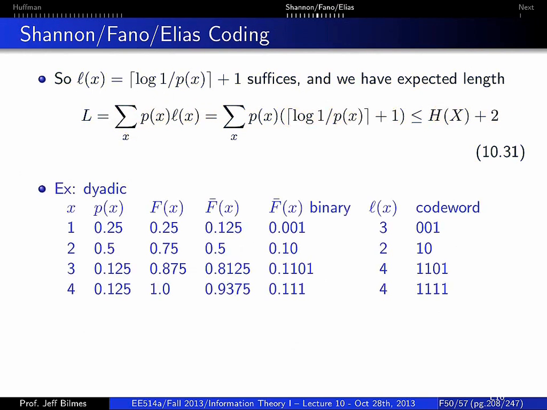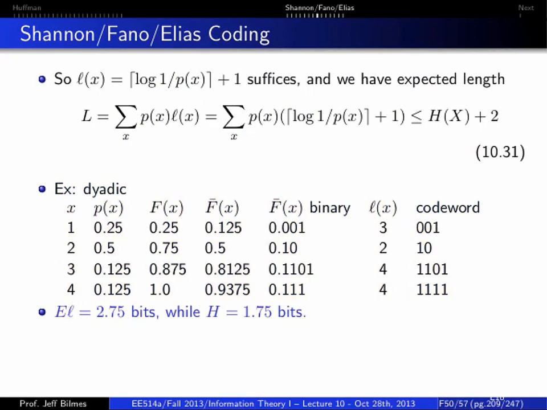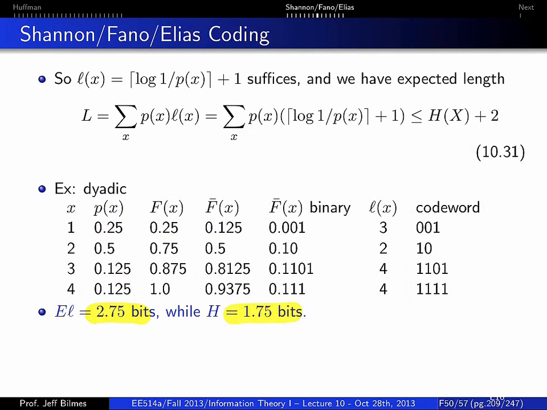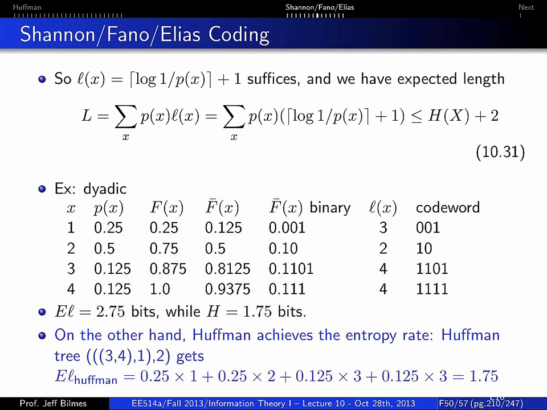So here's an example for a dyadic distribution. The symbols are here. Here are the corresponding probabilities. Here's f of x. Here's the truncated version of f of x. Sorry, here's f bar, I mean. Here's f bar in binary. And here are the lengths, according to this Shannon code. And here are the corresponding code words. Okay, this is a dyadic distribution. The expected length is 2.75 bits. The entropy is 1.75 bits. The efficiency is not that good.